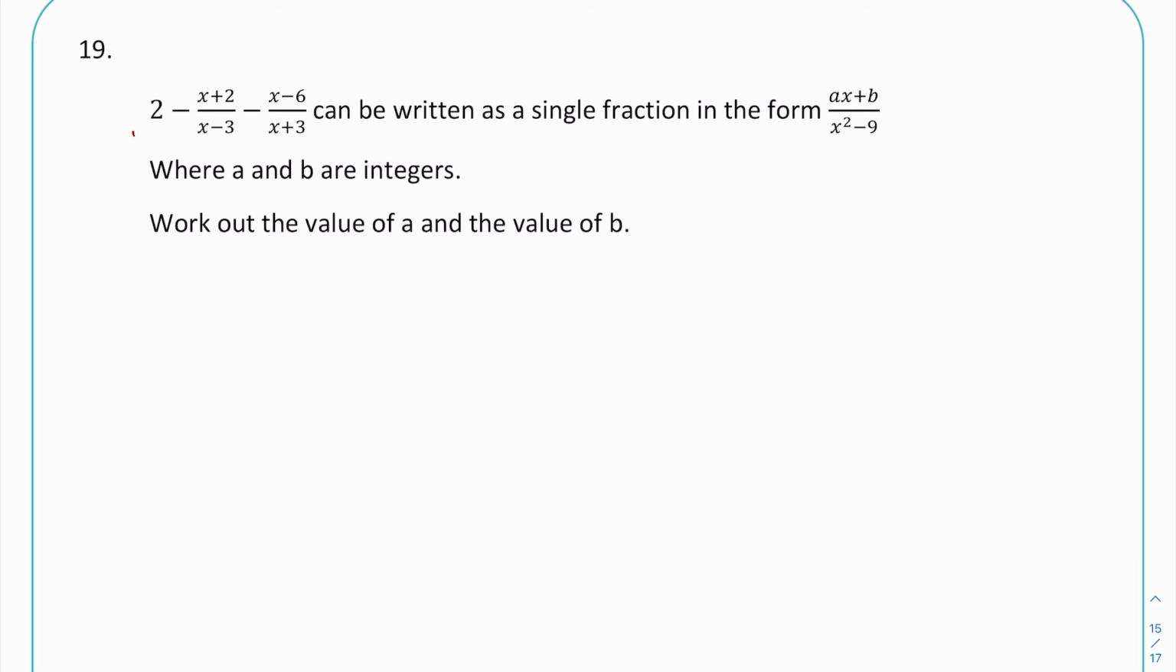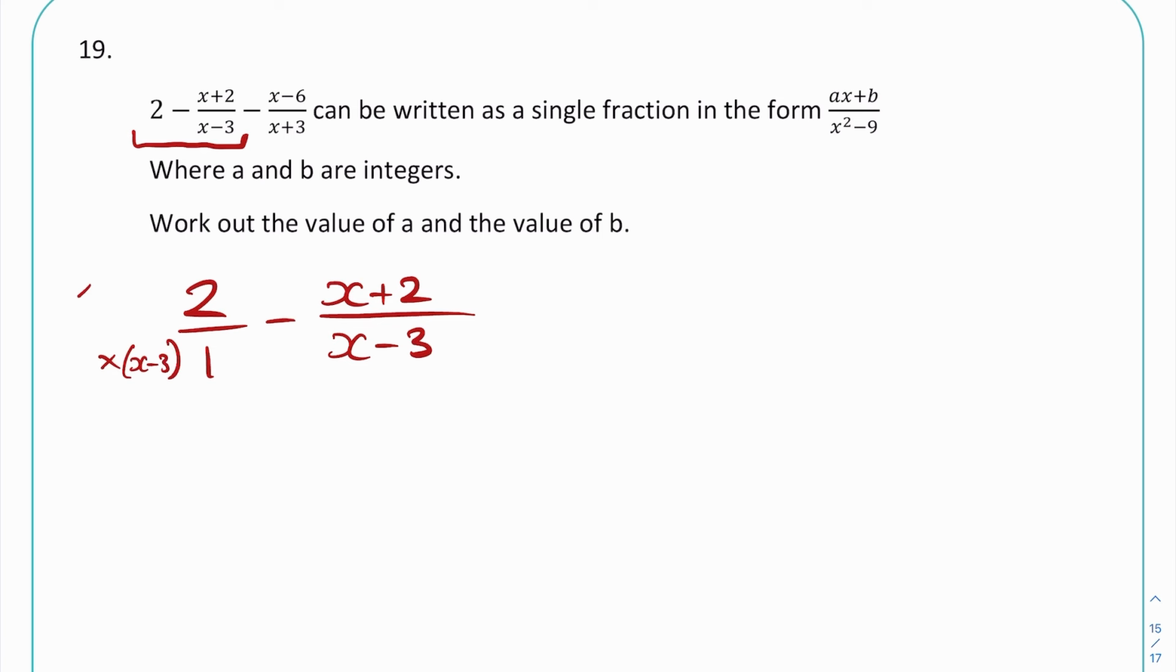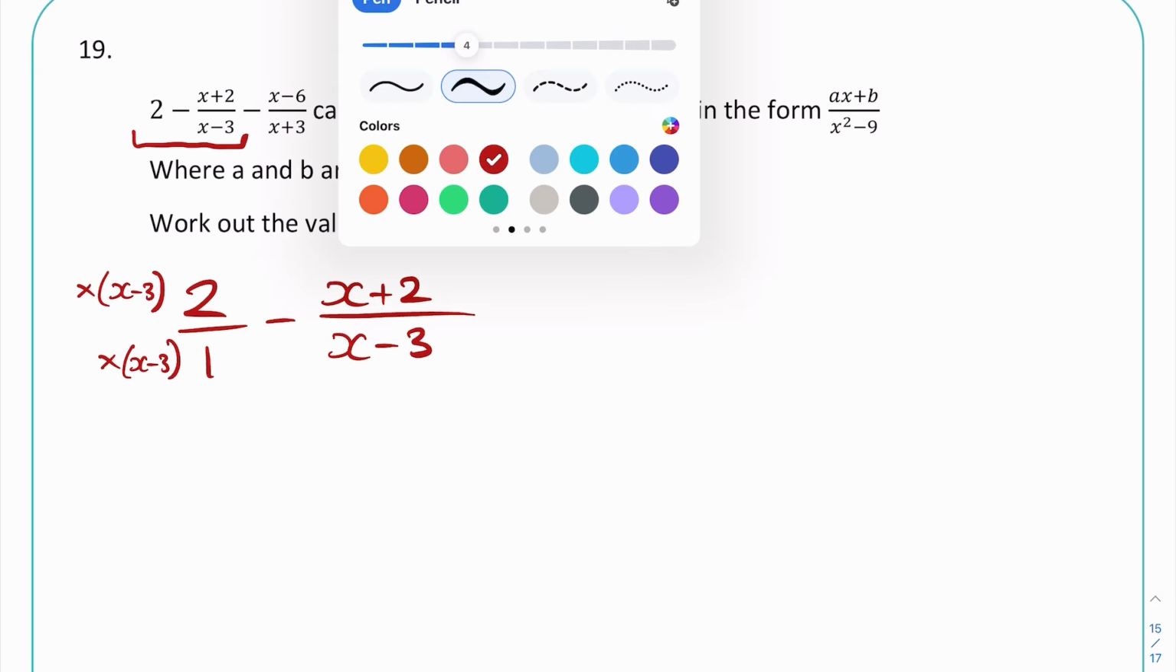So I'm going to start by doing these first 2 fractions. 2 we would write as 2 over 1. I'm going to take away x plus 2 over x minus 3. So that's what I have to do first. If I do that, I want to make a common denominator, so I want to times the left by x minus 3, top and bottom. And that will give me a common denominator of x minus 3.